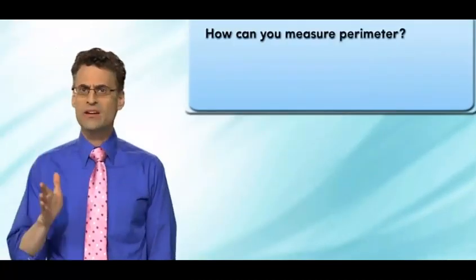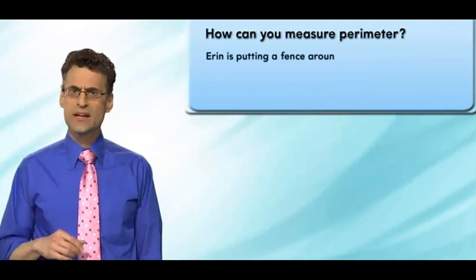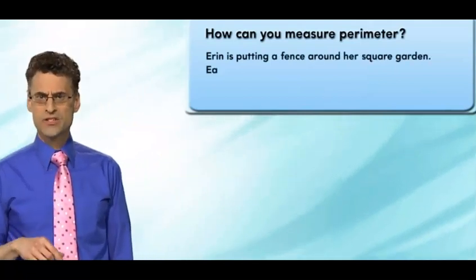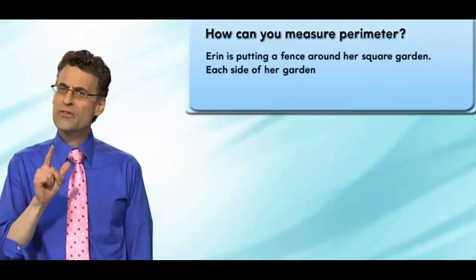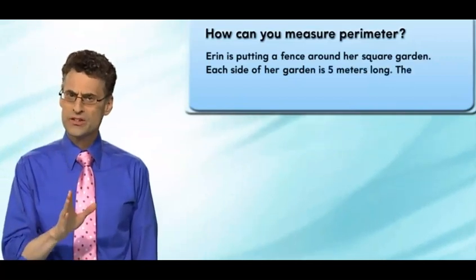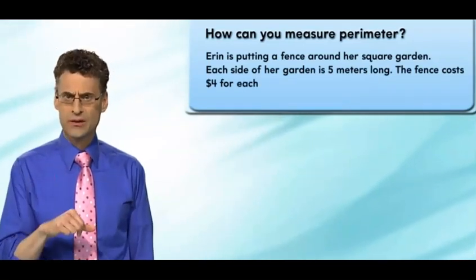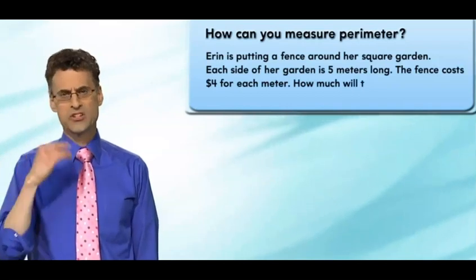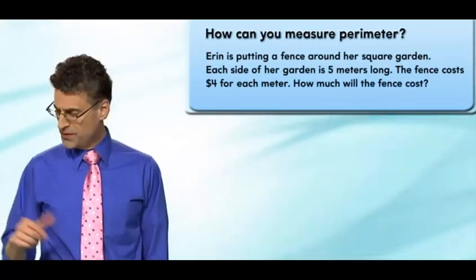Now, this actually reminds me, though, of Erin, who is producing a square garden, and she wanted to fence the garden in. Let's put my moving flower down. It's on the move. And take a look at Erin. Erin's putting a fence around her square garden. Each side of her garden is 5 meters long. The fence costs $4 for each meter. The challenge for us: how much will the fence cost?